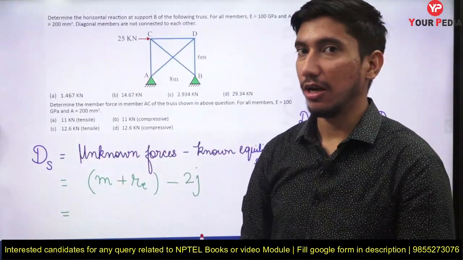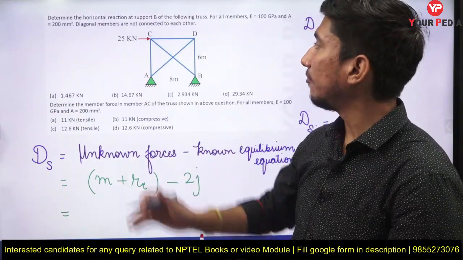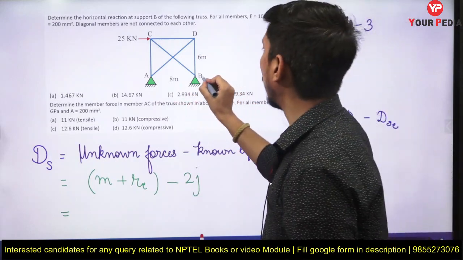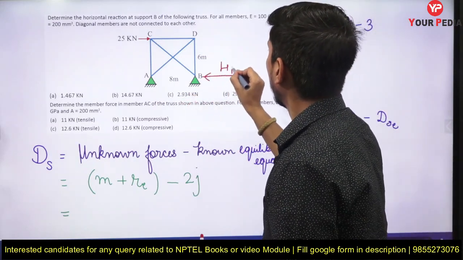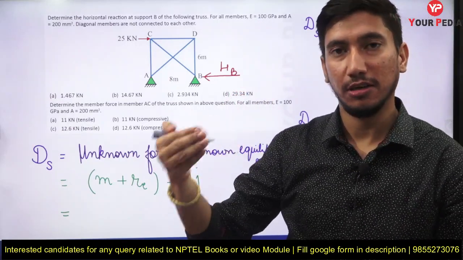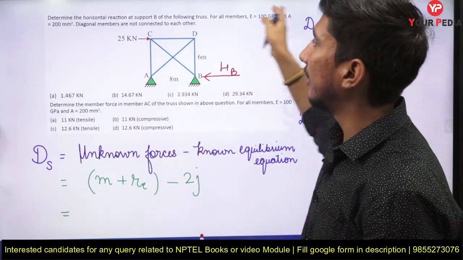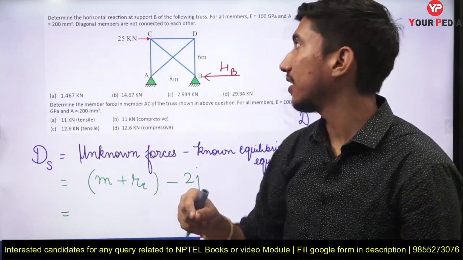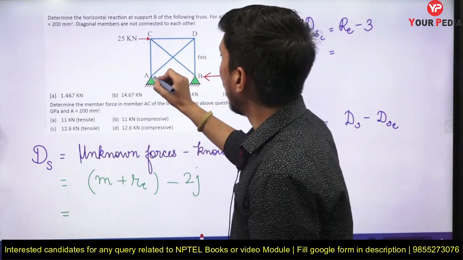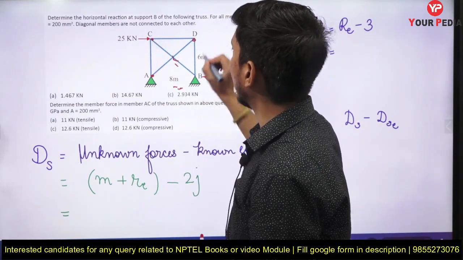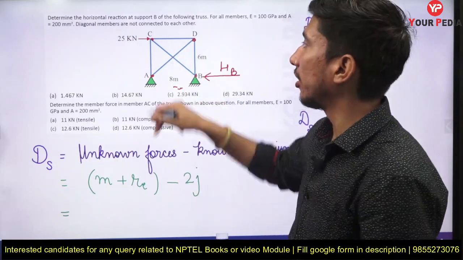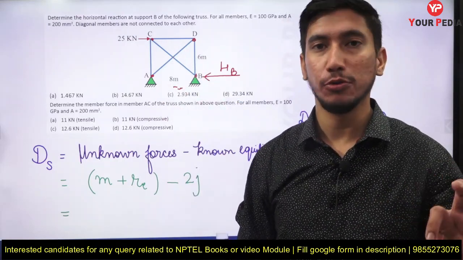So the question is, it's a linked question. We have to find the horizontal reaction at the support B. Here we have to find the horizontal reaction HB, and we have been given the details of the member, like the modulus of elasticity and the area of each member of the truss, and it has been specially written that diagonal members are not connected. So we get a joint here, here also, and this point also, this point also. This is not a joint. This is what I want to tell you, this is not a joint. So there are 5 members and 4 joints.